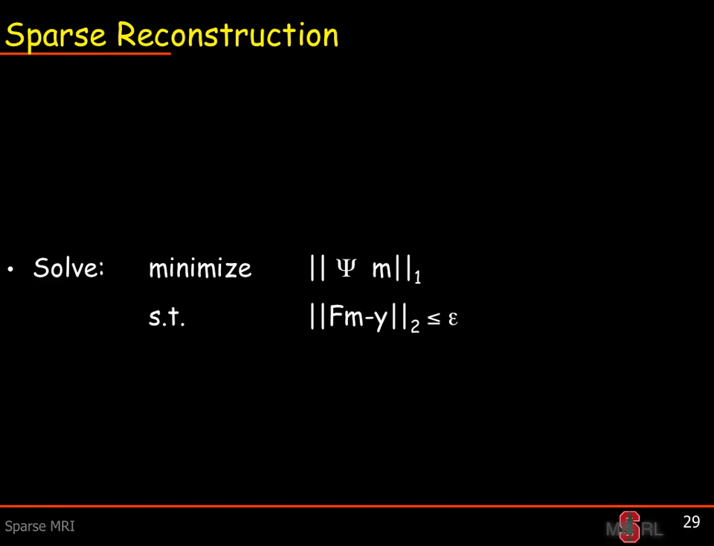So stated a bit more rigorously then, here's the problem that we're trying to minimize. What we're trying to do is minimize the L1 norm of the transform of our image in some transform domain. And so this is equal to the sum of absolute values of the coefficients of m in this transform domain, be it finite differences or some wavelet domain, subject to the data being close to the estimated image m times the Fourier matrix, right?